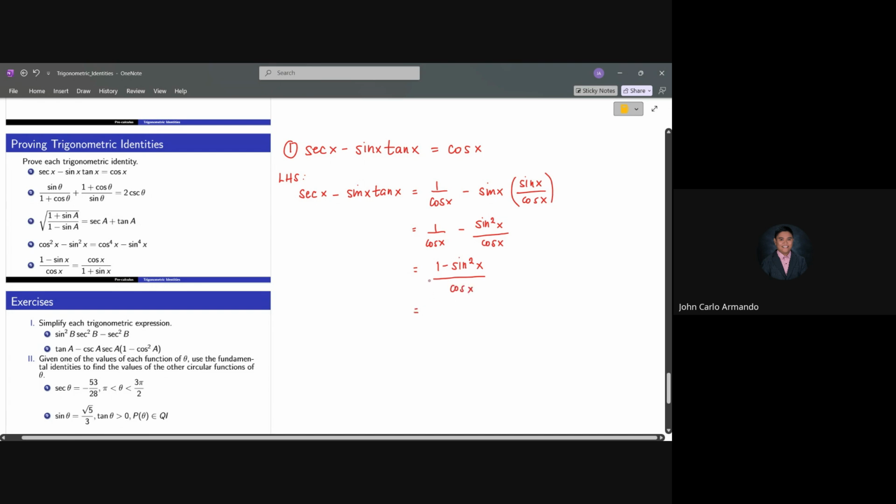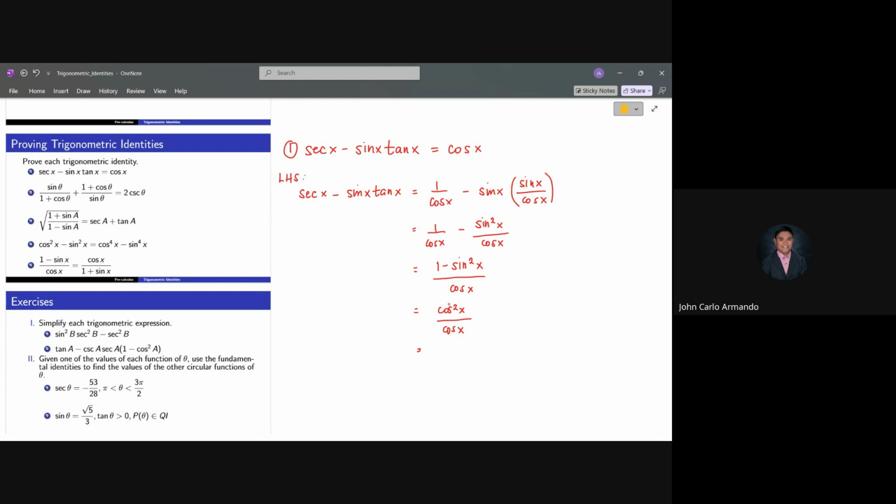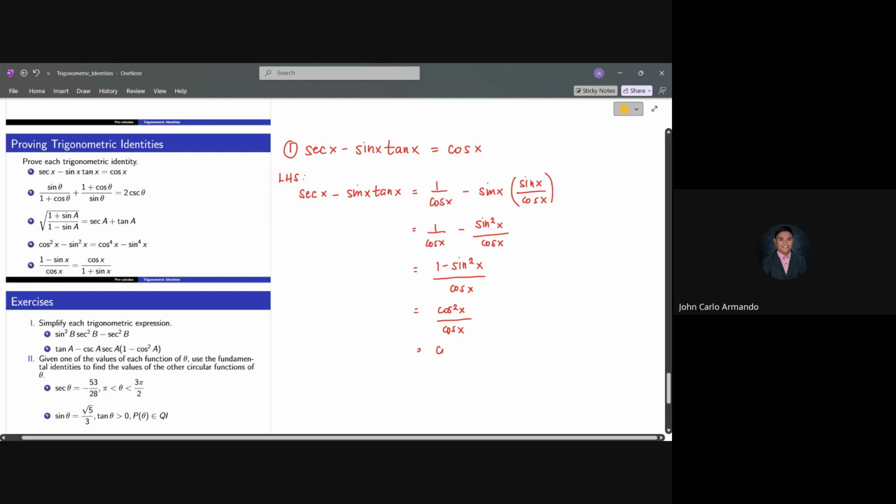And we know that by Pythagorean identity, 1 minus sine squared x is equal to cosine squared x divided by cosine x. And what is cosine squared divided by cosine? Just like x squared divided by x, that is x. So for cosine squared over cosine, that is cosine. Okay, so we already proved that the left side is identical to the right side.